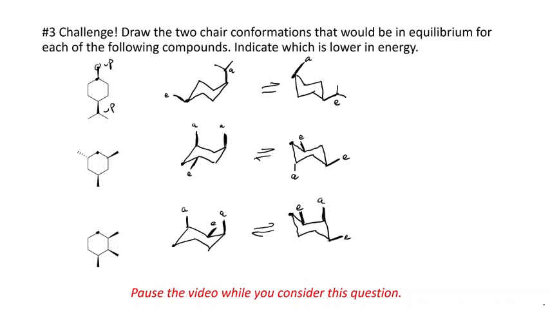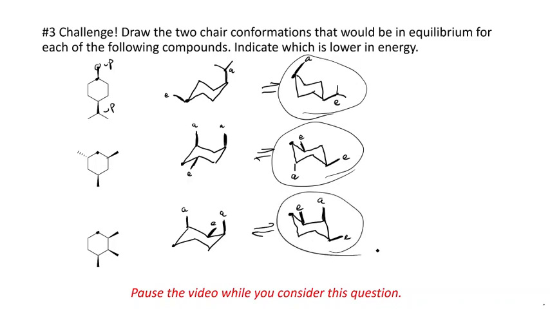In the first case, we have an axial group and an equatorial group, but we want the biggest group to be equatorial, so here's our favorite energy. Next one, 2 axials and an equatorial versus 2 equatorials and an axial. We're going to go for the 2 equatorials and an axial. And finally, the last one has 2 axials and equatorial, and the other one has 2 equatorials and axial. Once again, this is the structure.